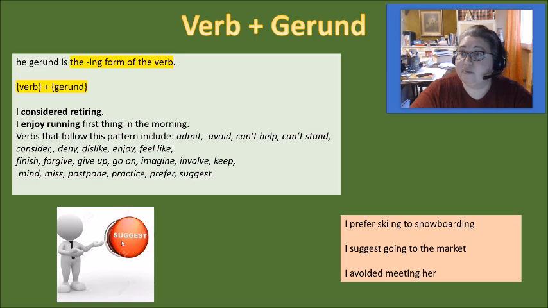Of course, we have admit and deny. He admitted robbing the bank. He denied killing the cashier. Avoid means try not to do something. He avoided meeting me. Then we have enjoy or feel like, finish doing, forgive doing. To give up means to stop doing something. Then imagine, involve, and keep on means to continue. Go on means to continue.